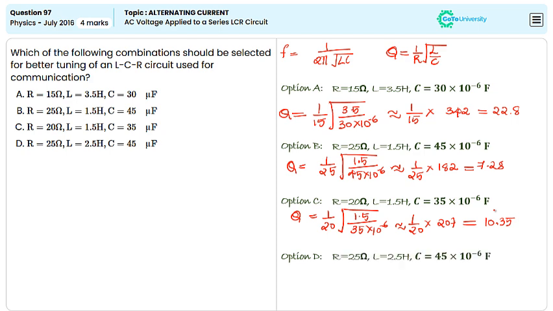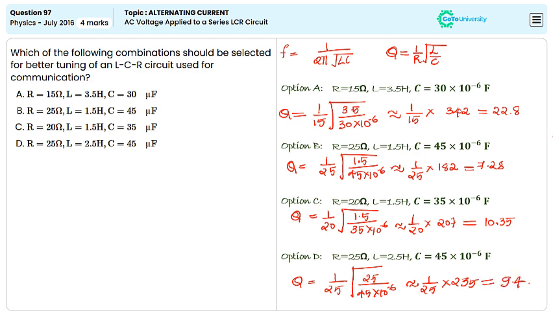Now let's check option D, where R is equal to 25 ohm, L is 2.5 H and C is 45 into 10 to the power minus 6 farads. We get Q is equal to 1 by 25 into square root of 2.5 by 45 into 10 to the power minus 6, which is approximately equal to 1 by 25 into 235, which equals 9.4.